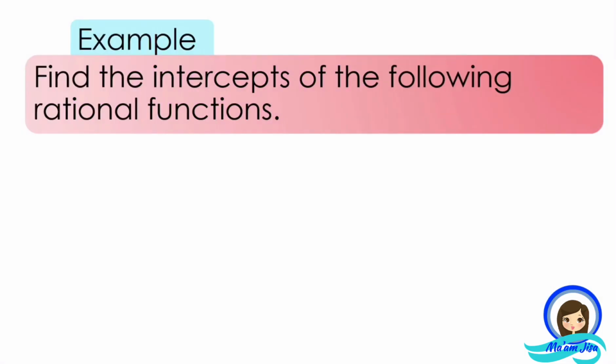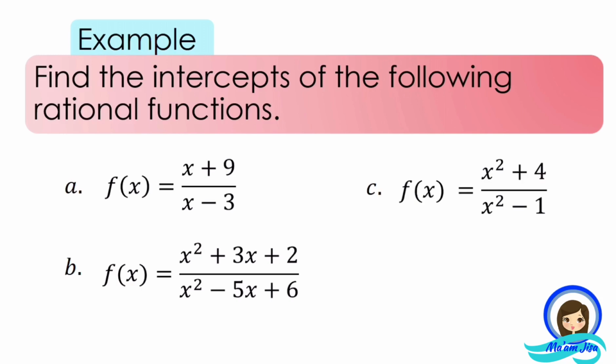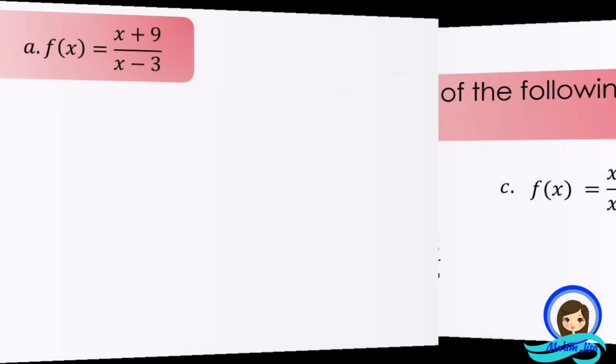Let's have some examples. Find the intercepts of the following rational functions. We have a, b, and c. Let's do this one by one.